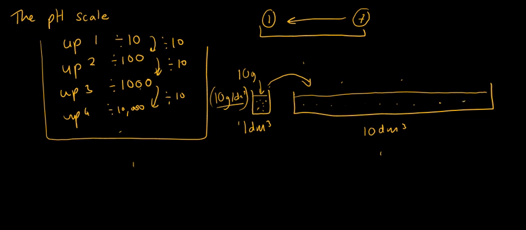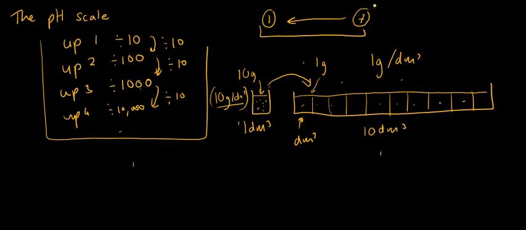Now, what's my concentration here? Well, if I was to split this into dm cubes, that's 10 of them, and I just have 1 gram per dm cubed. So my concentration is now going to have changed to 1 gram per dm cubed.